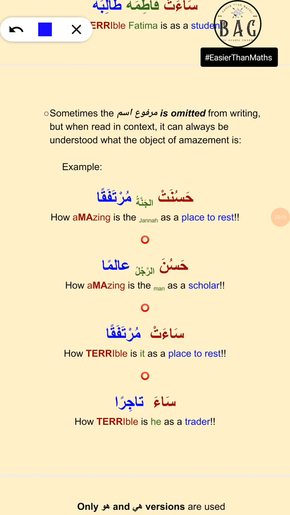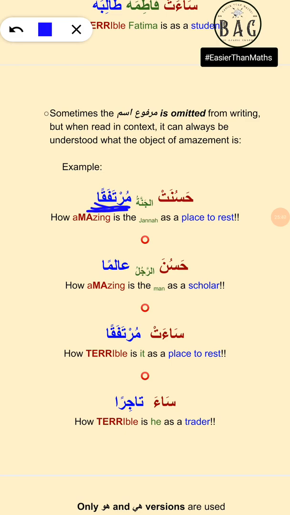And then of course I told you that at times you're going to find the word right next to hasuna or sa'a to be nasab. In that case, you're going to in fact understand that the object of amazement has been omitted. That's why this mansub or this nasab ism is present over here. Okay, so for that you'll need to go back and read into the text that who was being talked about or what was being talked about earlier on to work out the object of amazement.